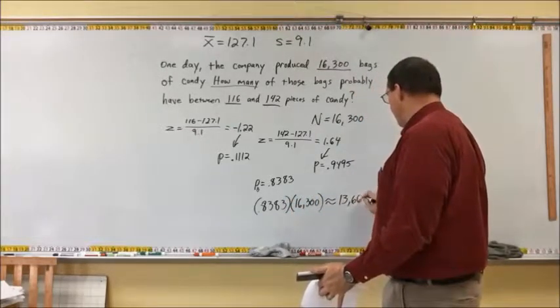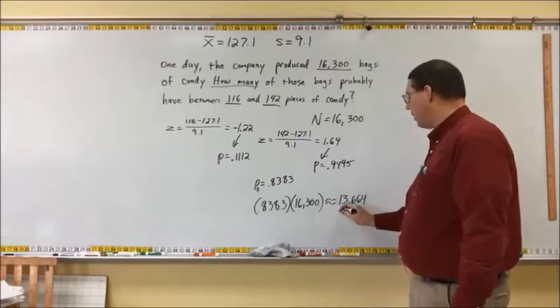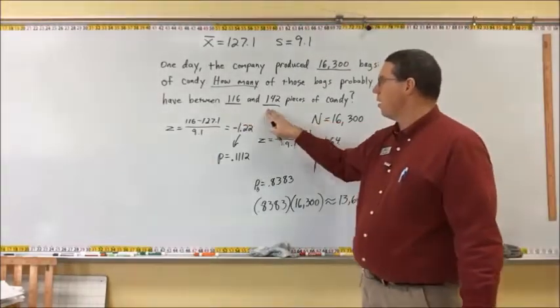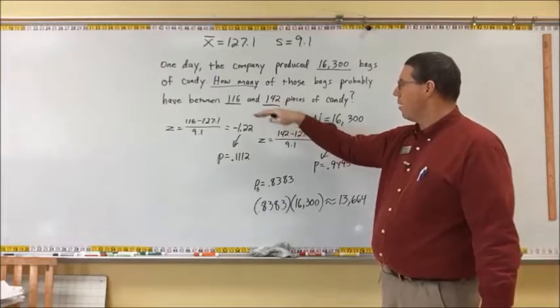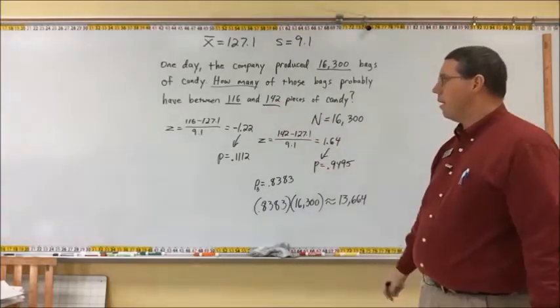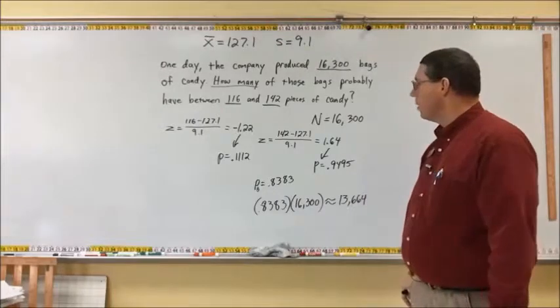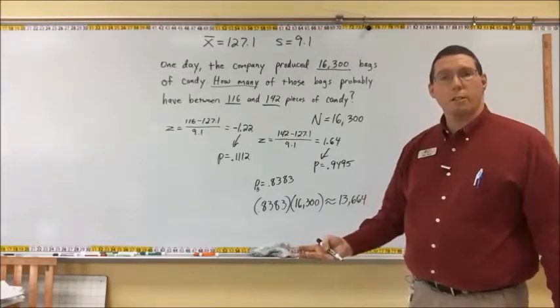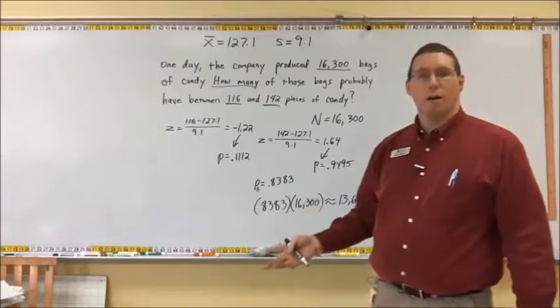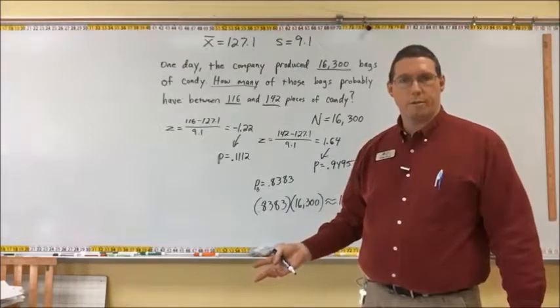13,664 bags. So that's a good number of bags that have between 116 and 142. And so they could probably tell people, you'll probably get about 120 pieces of candy in there, give or take a few. All right? Okay, we only have a couple more kind of questions to do. We want to do the cutoff score questions.